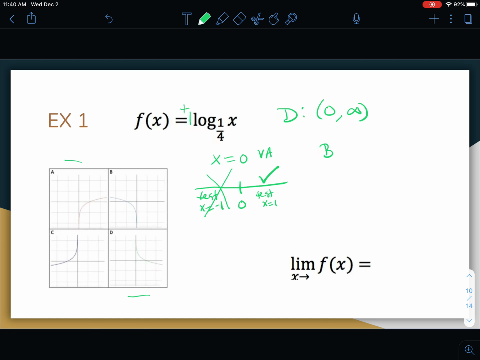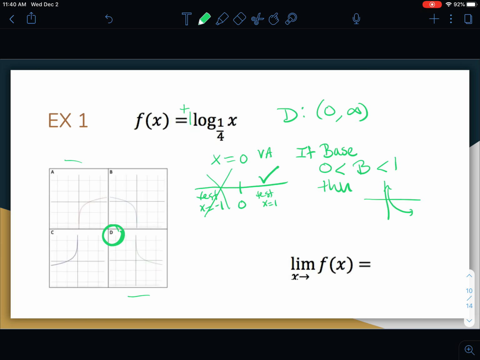The base, however, if the base is less than 1, I'll have a capital B, and greater than 0, then the shape is going to be like this. And we looked at this, we said this was the same as reflecting across the x-axis. So we did that last class. So for this one, our answer has to be D. That's the best fit.